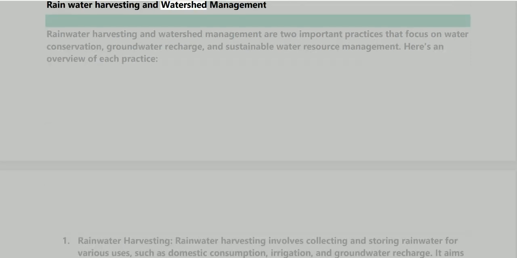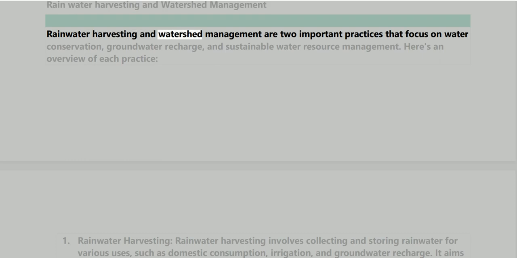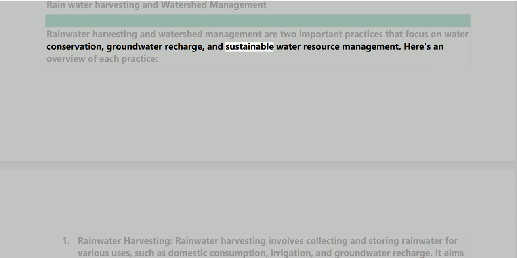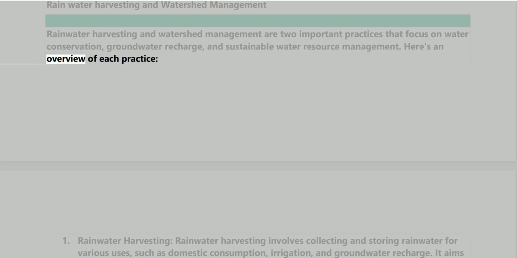Rainwater harvesting and watershed management. Rainwater harvesting and watershed management are 2 important practices that focus on water conservation, groundwater recharge, and sustainable water resource management. Here is an overview of each practice.